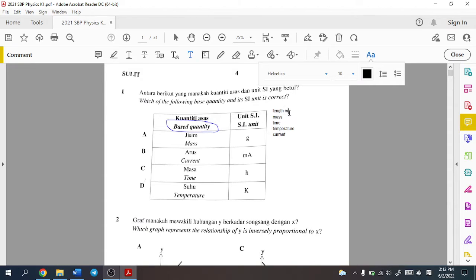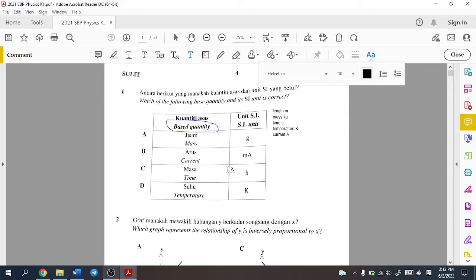Length, the SI unit is meter. Mass, the SI unit is kg, kilogram. Time is second. Temperature is Kelvin. Remember, temperature, the SI unit is Kelvin, not degree Celsius, Kelvin. And the current is ampere.